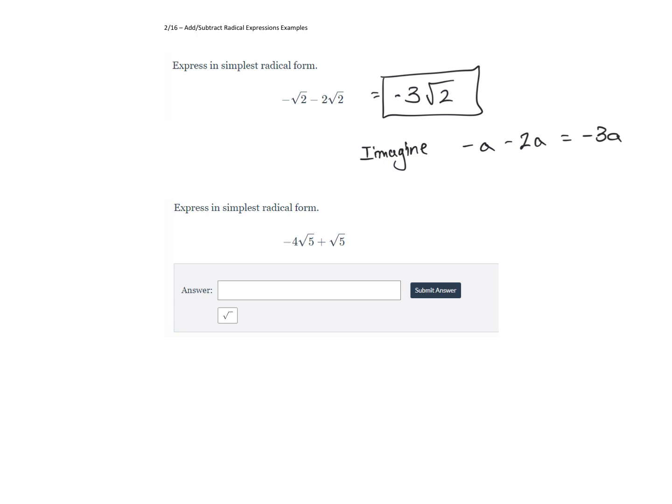This square root of 2 is almost like a variable. It's an unknown number. You can't really combine 2 and square root of 2. Well, you can. You get a crazy decimal on the calculator. But you leave it ugly like this. So if you leave it ugly like this, treat it like an ugly letter. So you combine like terms. So let me do this a few more.